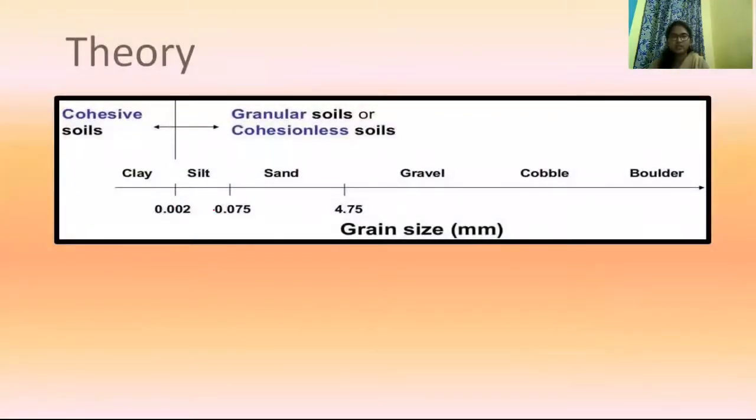Here the figure shows the grain size in mm. If more than 50% of the sample is retained on the IS sieve 4.75 mm, the sample is called gravel. If more than 50% of the sample passes through the 4.75 mm sieve, that is called coarse soil. Retained soil is gravel and the soil passing through is sand.